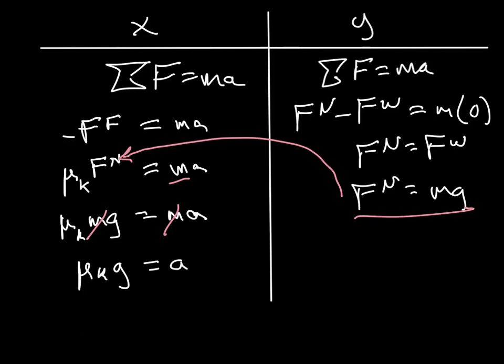So now you would plug in the acceleration that you found from your velocity time graph. You'd plug this value in and you could solve for the coefficient of kinetic friction.